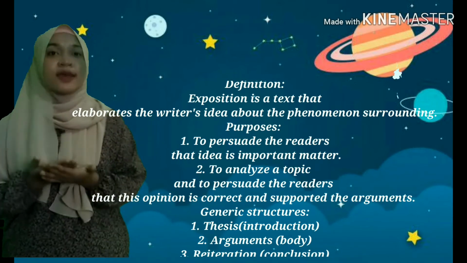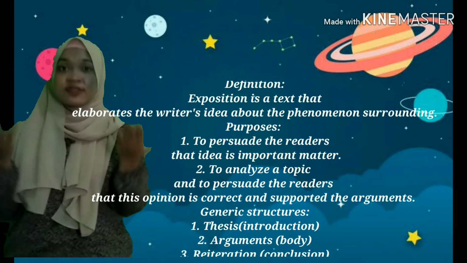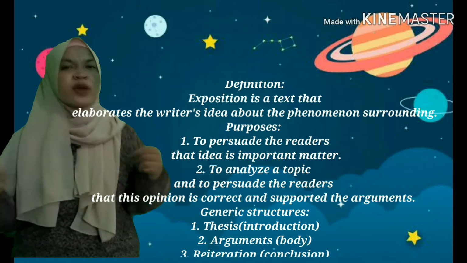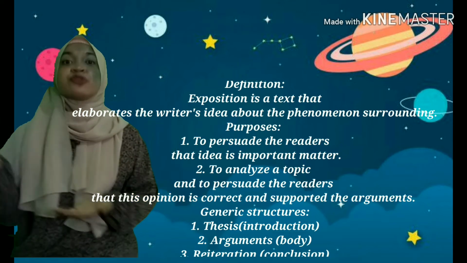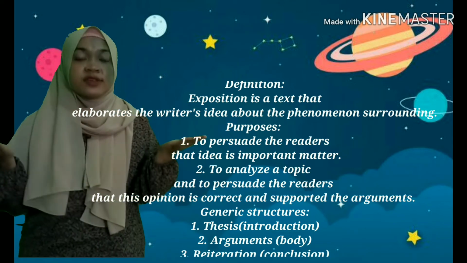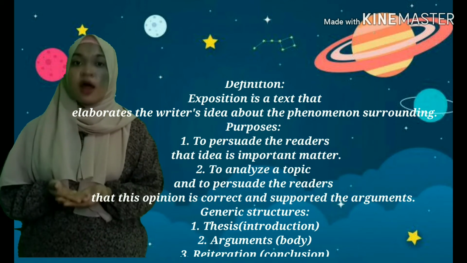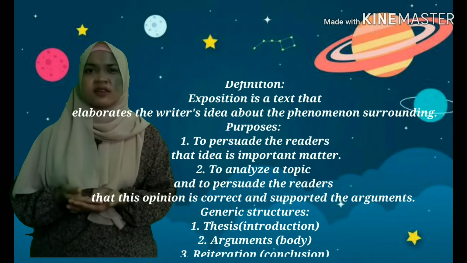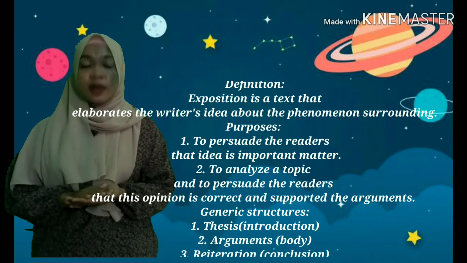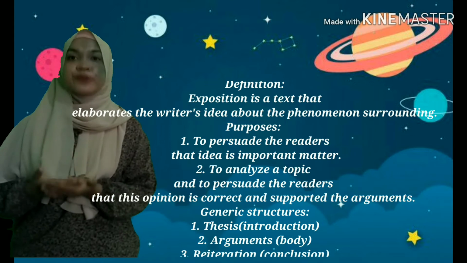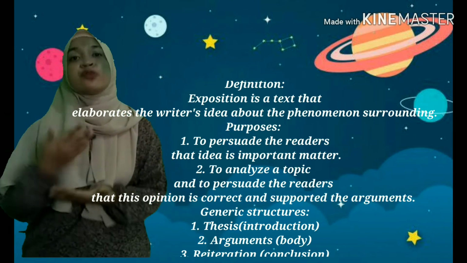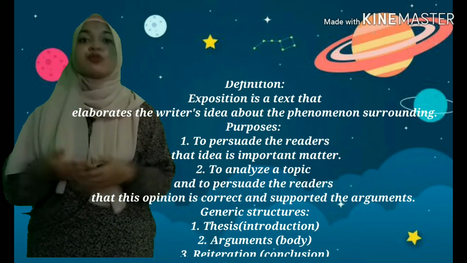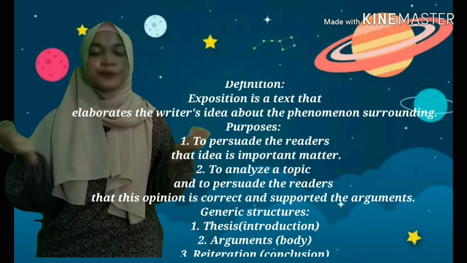Exposition text. The definition of exposition text is a text that elaborates the writer's idea about the phenomenon surrounding. The purposes of exposition text are: number one, to persuade the readers that the idea is an important matter. Number two, to analyze the topic and to persuade the readers that the opinion is correct and supported by arguments.